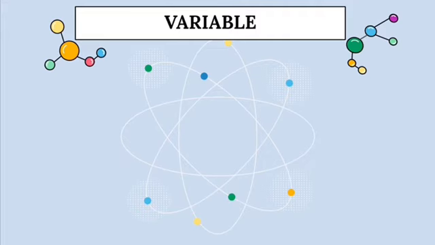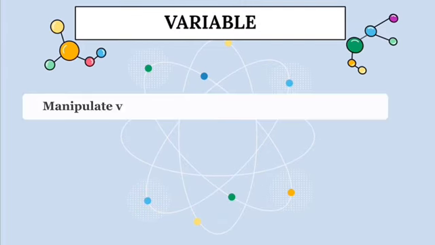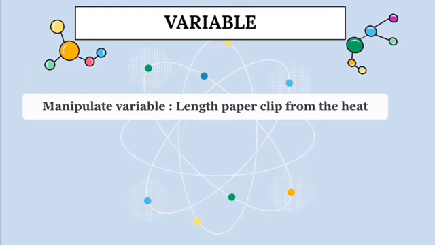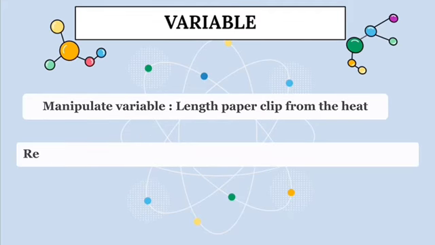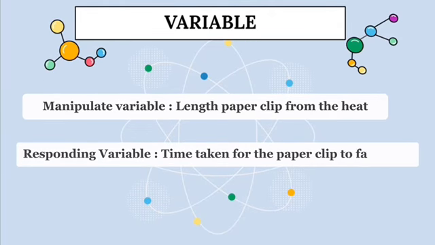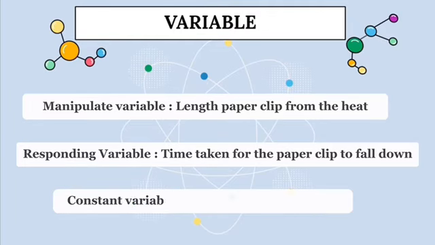There are three types of variable in this experiment. First, the manipulated variable is the length of the paper clip from the heat. Second, the responding variable is the time taken for the paper clips to fall down. And lastly, the constant variable is the length between each clip.